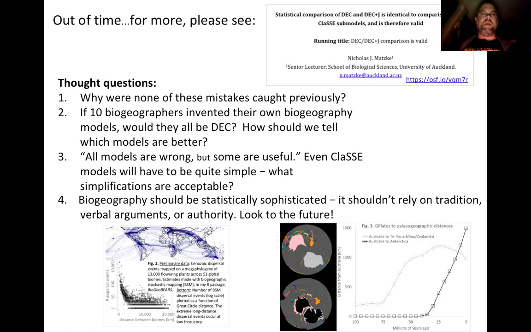And then there's this ubiquitous advice: all models are wrong, but some models are useful. Even if we do get to use ClaSSE models for realistic biogeography analyses, they're going to have to make all kinds of simplifications to work, and so the question always comes down to what approximations are acceptable, and how should we tell? I think we should tell using statistical model comparison, the standard method used in dozens and dozens of fields by tens of thousands of scientists. I don't think biogeography is any different than any other field in that way. And so we should rely on statistics and not on tradition or verbal arguments or authority.